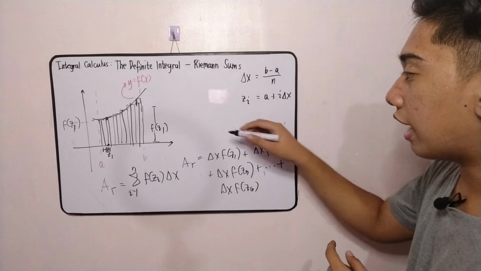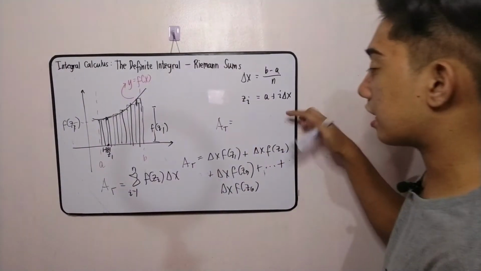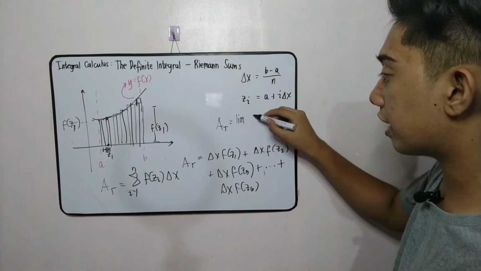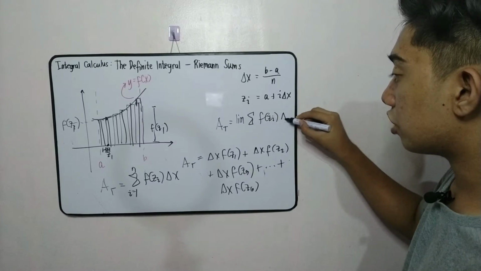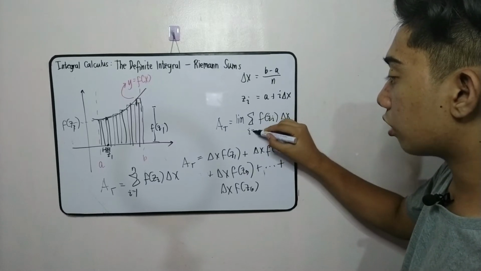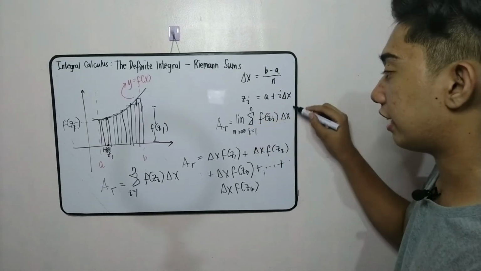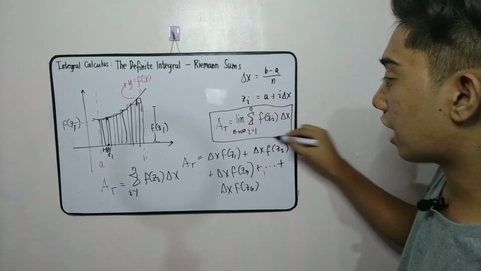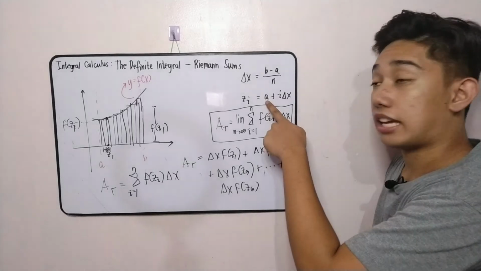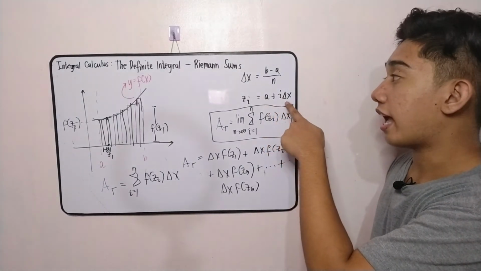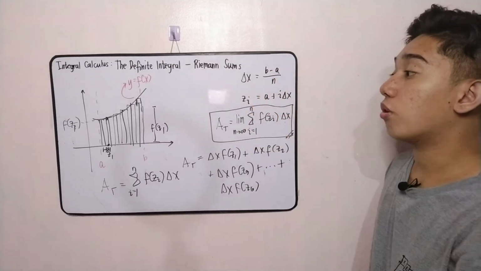Therefore, our formula for the Riemann areas or the Riemann sums is the limit of the summation of f of z sub I times change of x from I is equal to 1 to n as n approaches infinity. So therefore, this is our formula where your z sub I is a plus I times delta x and your delta x is equal to b minus a all over n.